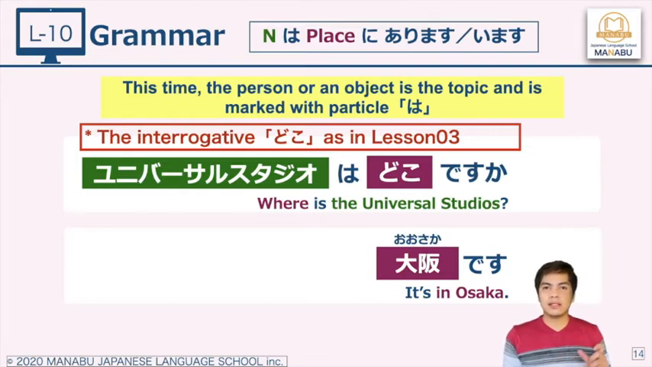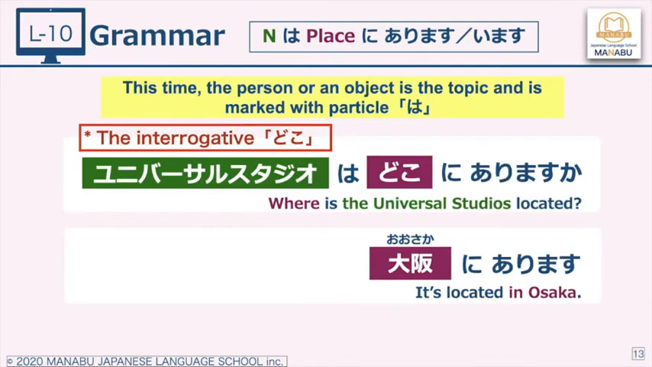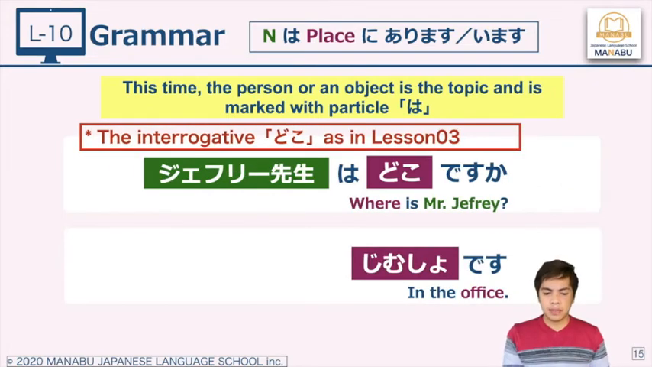Now we can also use the interrogative doko using our lesson 3 sentence pattern. The noun wa doko desu ka? In this example, Universal Studio wa doko desu ka? Then you answer Osaka desu. Compared to this lesson, we are using the verb arimasu. So doko ni arimasu ka? Osaka ni arimasu. But they mean the same.